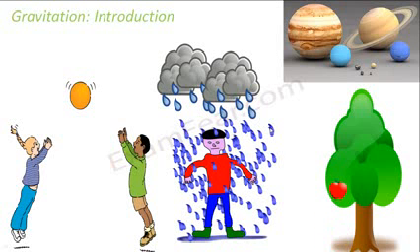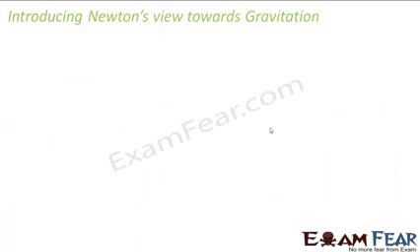So we will start with Sir Isaac Newton, as the story of gravitation basically started with him. We will see how Newton started thinking about gravitation, and he gave the famous universal law of gravitation. So we will talk about that. Let us start with Newton's view towards gravitation. How did this idea of gravitation strike Newton's mind?